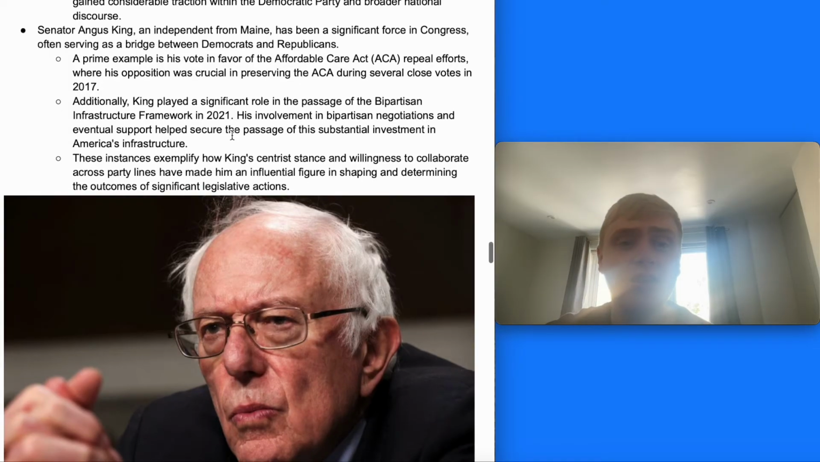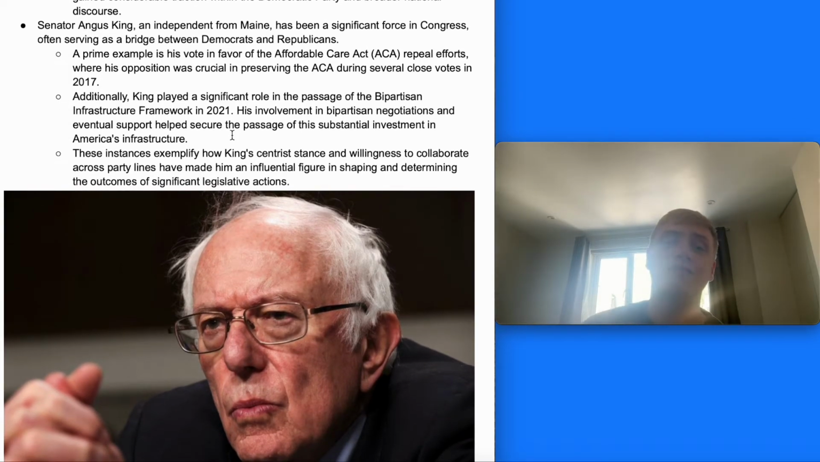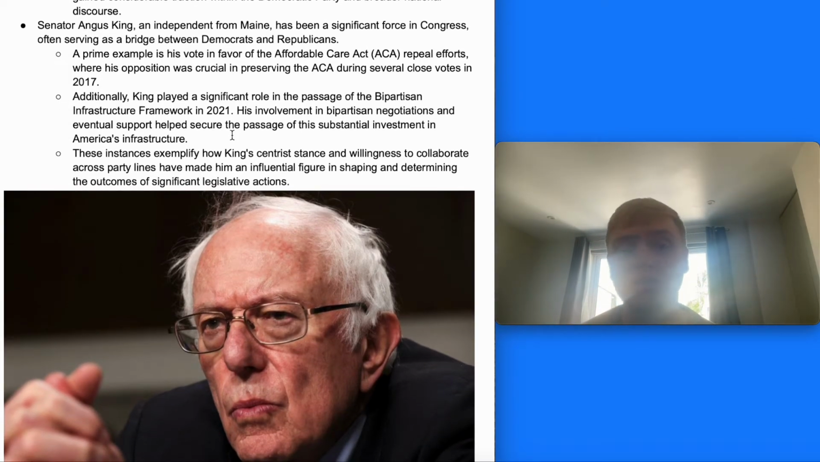Senator Angus King is an independent from Maine. He's been a significant force in Congress, often serving as a bridge between Democrats and Republicans. A prime example is his vote against the Affordable Care Act repeal efforts, where his opposition was crucial in preserving the ACA during several close votes in 2017. So the Republicans were trying to repeal it, and he voted against it.